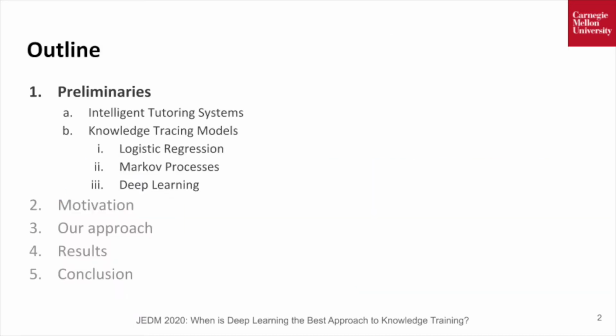I will first present the context for this work: what are intelligent tutoring systems, and what is knowledge tracing. Then I will quickly introduce the three most common families of knowledge tracing models in use today: classical logistic regression and Markov process models, and modern deep learning methods. I will then motivate the problem we address, present our approach, followed by results, and conclude with takeaway messages for both industry practitioners and researchers.